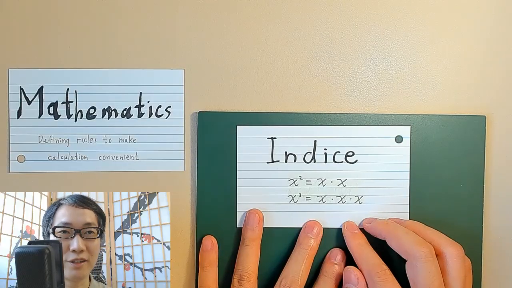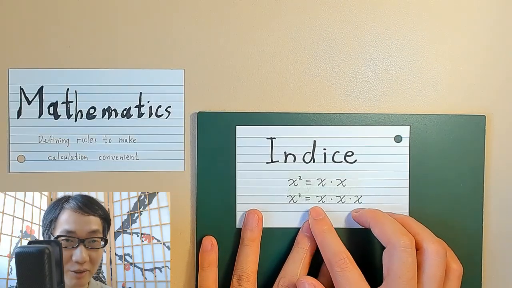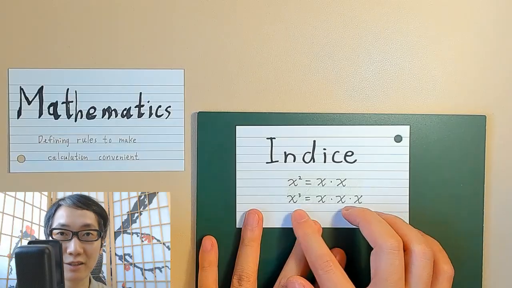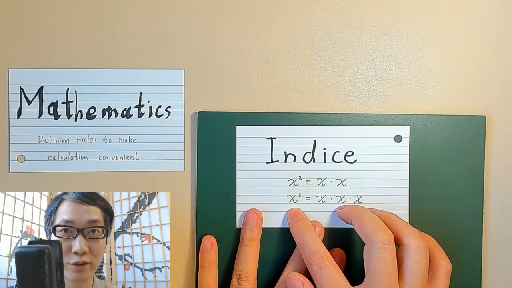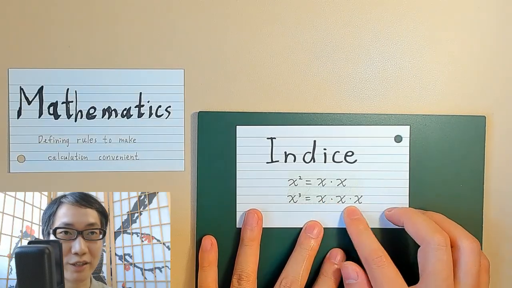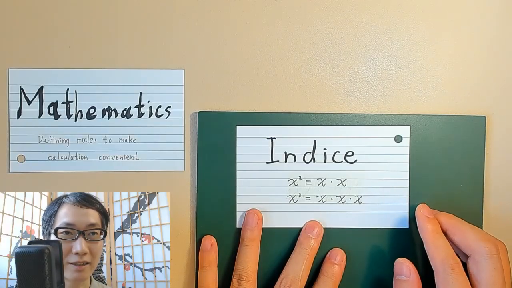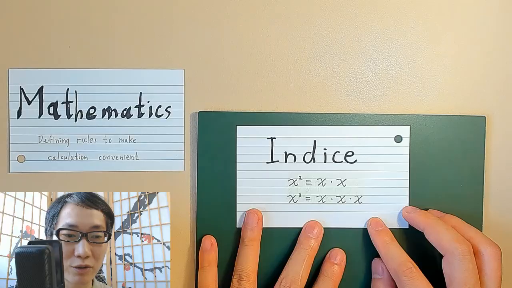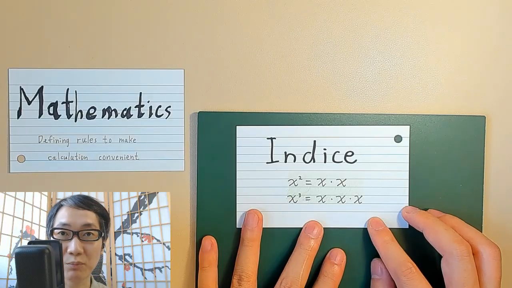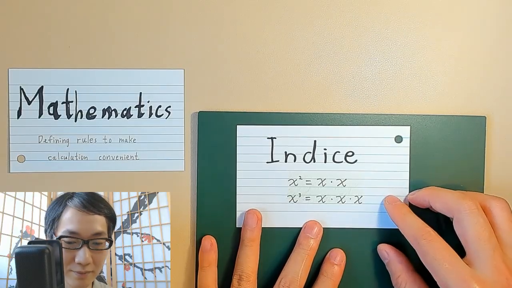So why do we need Indice? First, it saves space. Imagine x to the power of 50. You would have to write 50 x's multiplied together. And secondly, it can be used to express an exponential situation. So let's see.